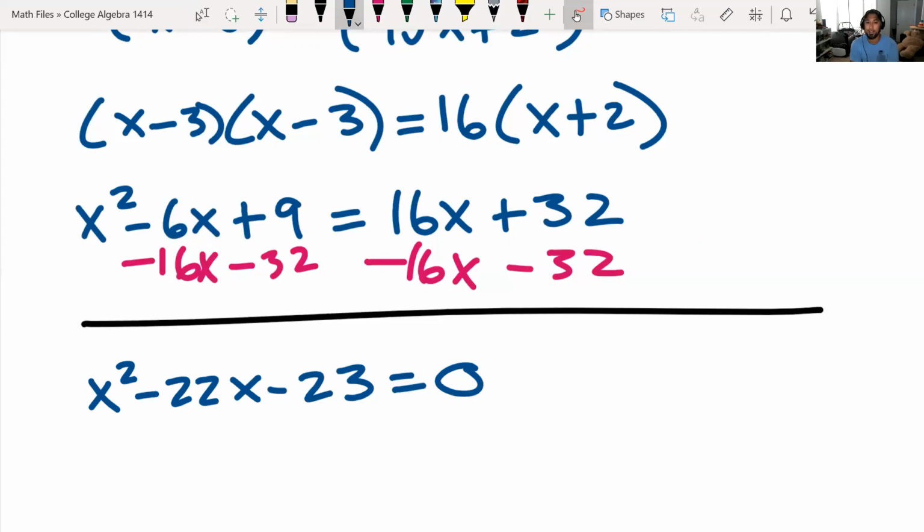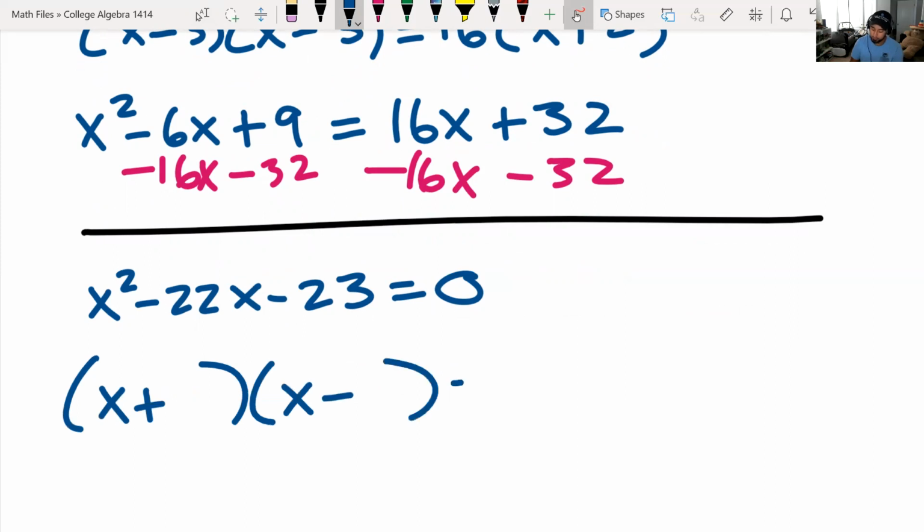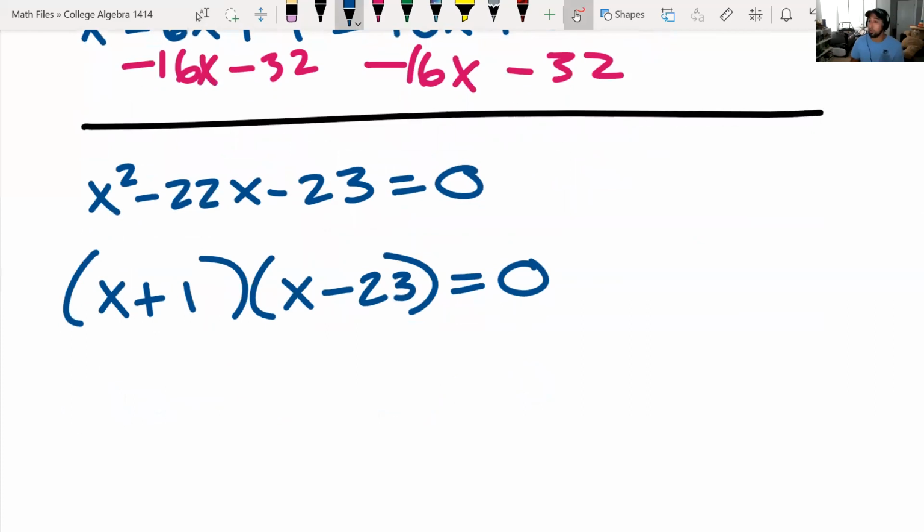All right. Now factor. And lucky for us, the only factors of 23 are 1 and 23. But look at the signs. Minus minus means x plus a number, x minus a number. And since it's negative, the bigger number 23 must also be negative, and the smaller number 1 must be positive. Okay. And solve for x. You get x equals -1 and x equals 23.